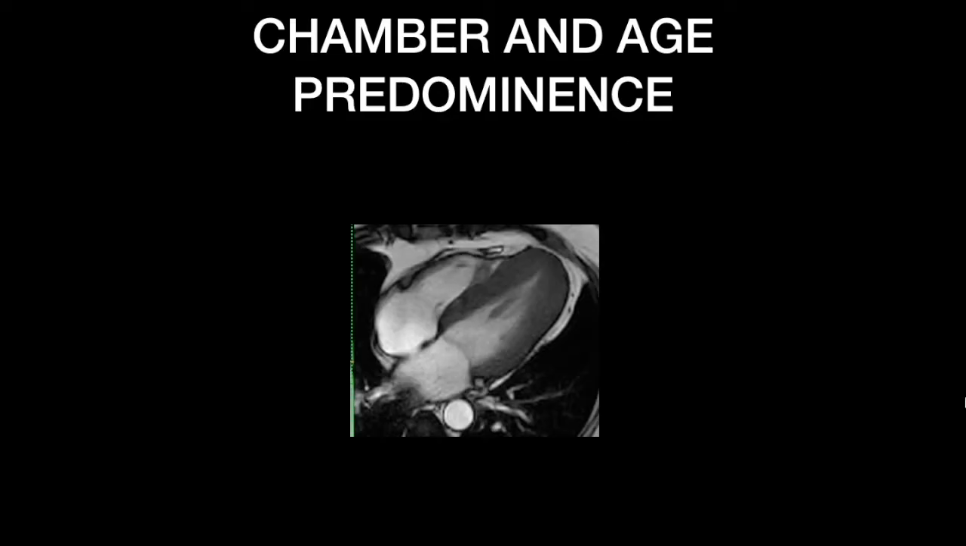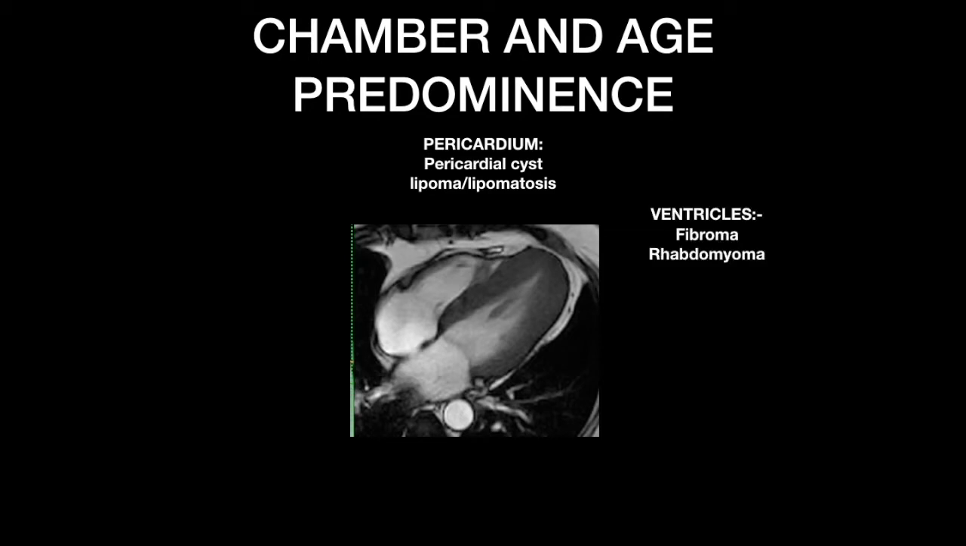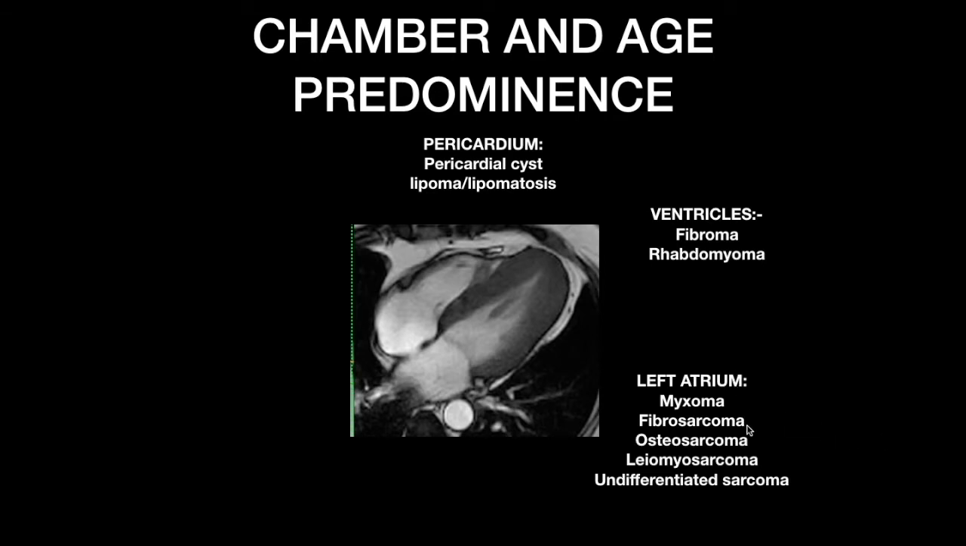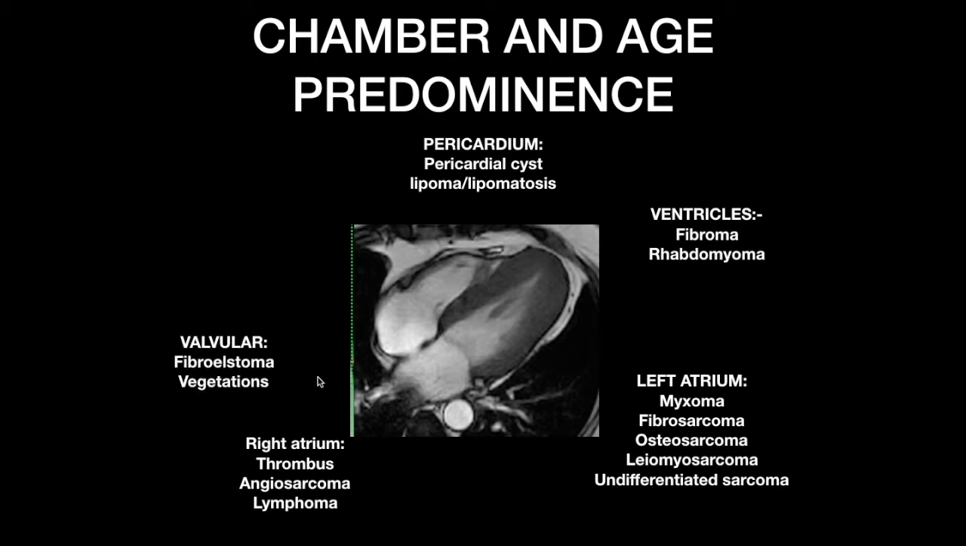Like all tumors in our body, cardiac masses also have predilection to a chamber or present at a particular age, like shown in the image. Pericardium having pericardial cyst or lipomatosis or liposarcoma or lipoma. Then the ventricle having fibroma, rhabdomyoma. Left atrium having myxoma, fibrosarcomas, osteosarcomas, leiomyosarcomas, undifferentiated sarcomas. Right atrium having thrombus, angiosarcoma, lymphoma. Valvular regions like fibroelastomas and vegetations. Metastasis, hemangioma, lipoma, and rhabdomyosarcoma have privilege to be present in any of the chambers.